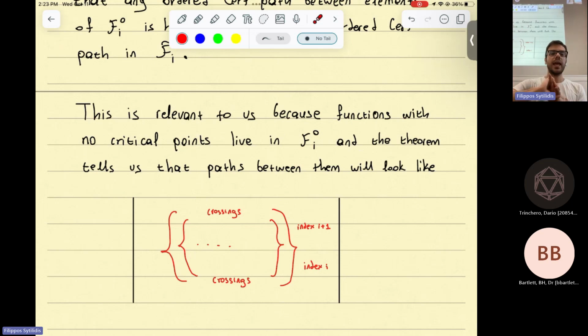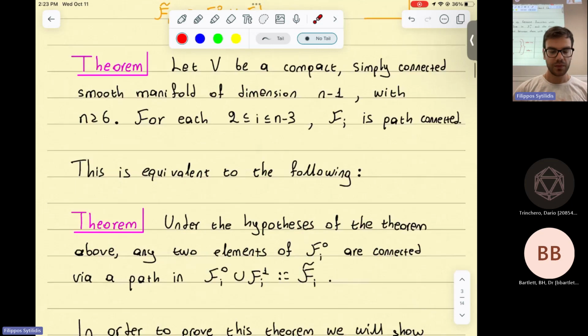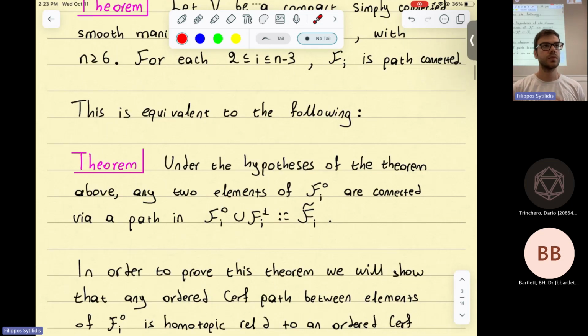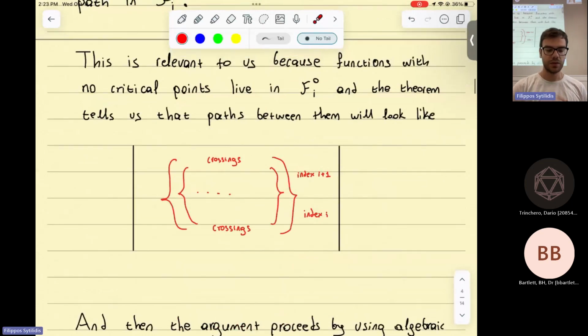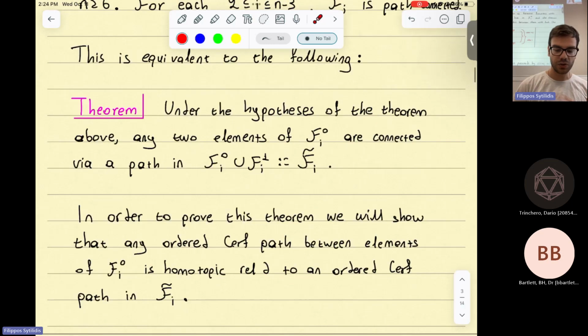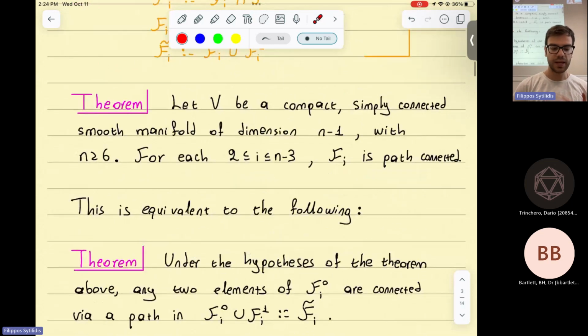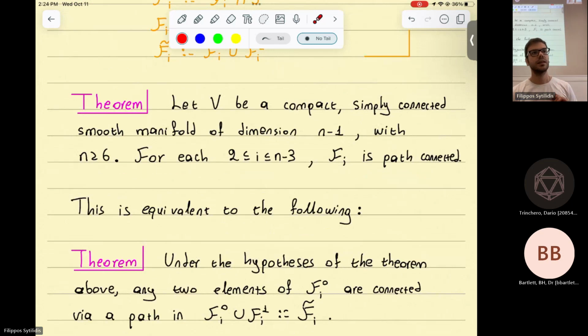And I has to lie between 2 and n minus 3, isn't it? For this theorem. But then how can you get this picture? Because this picture has got no critical points. What do you mean? The theorem is promising that we can do stuff if we start and end with functions that have 2 critical points or 3 critical points. No. The I does not refer to the number of critical points. The I refers to the index of the potential critical points.